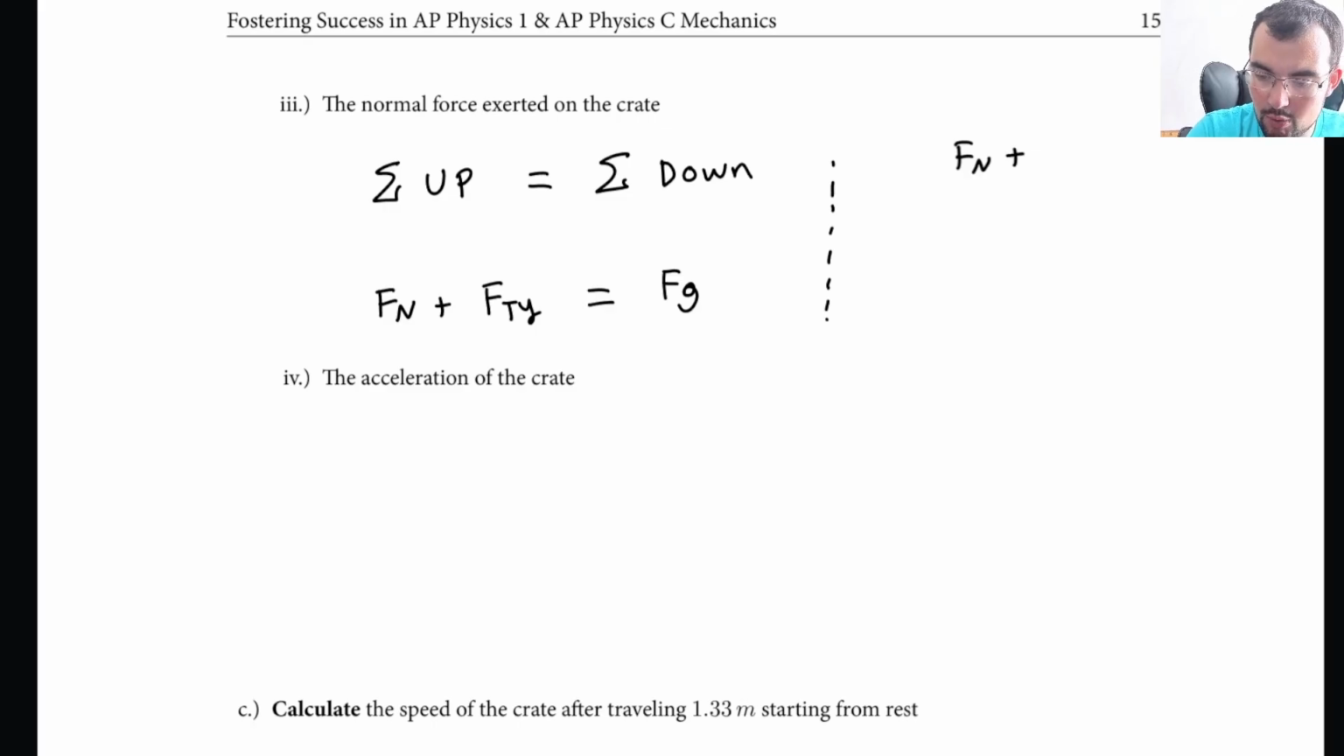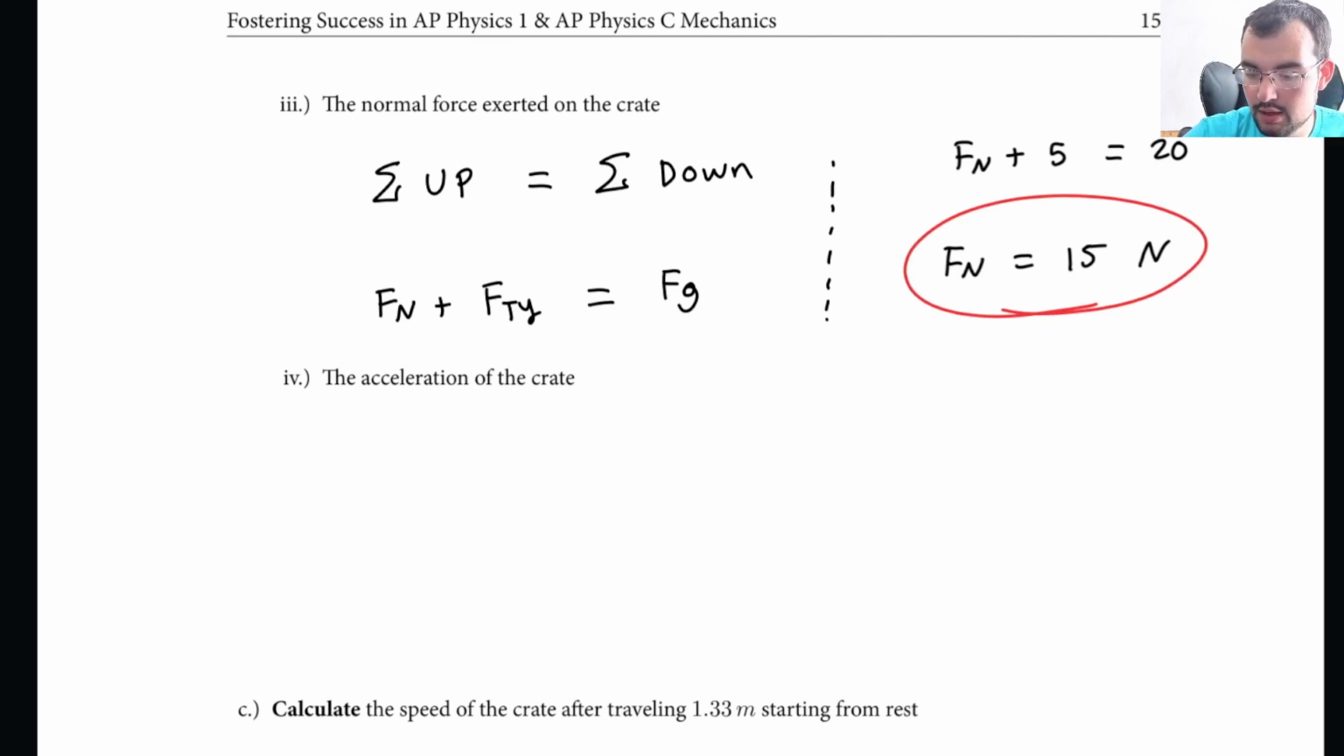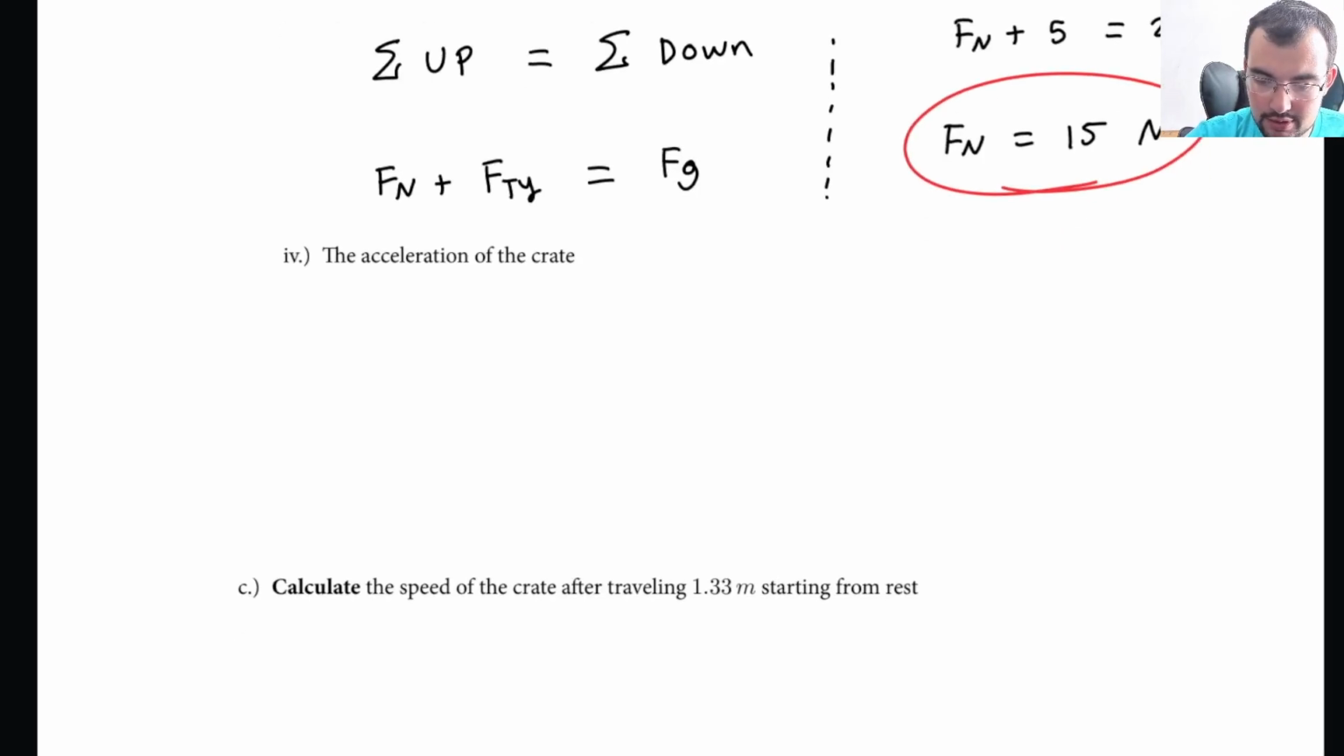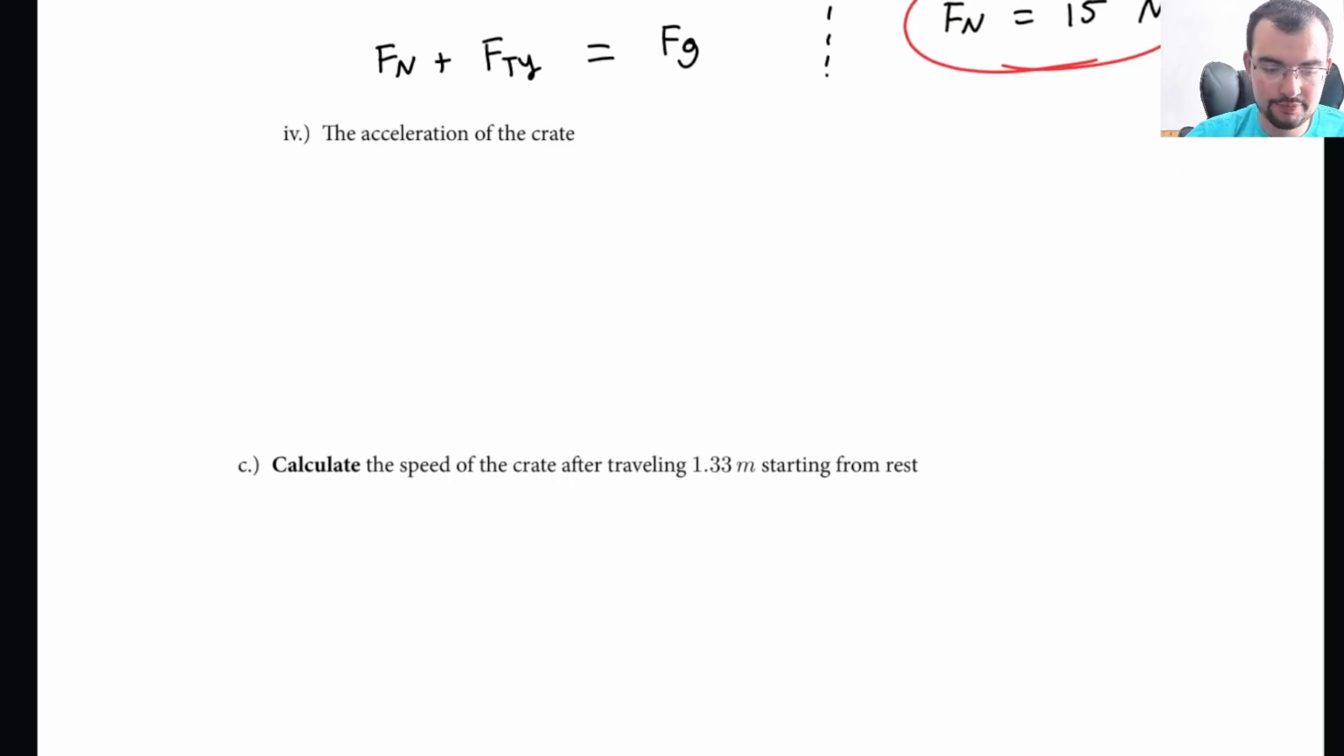We said the y component of tension was 5 newtons, and the gravitational force was 20 newtons. So the normal force is 15 newtons, which is notably less than mg. All right, what will be the acceleration of the crate?